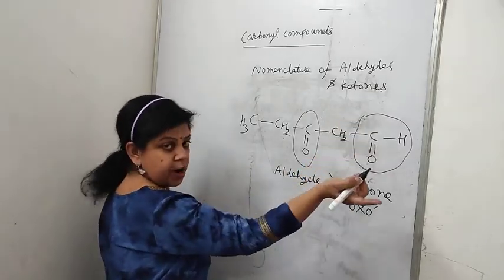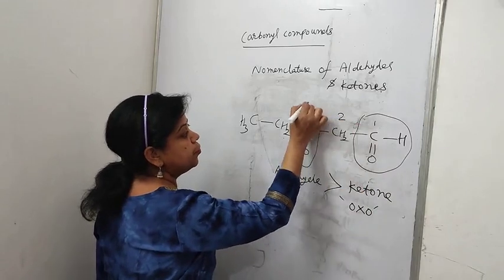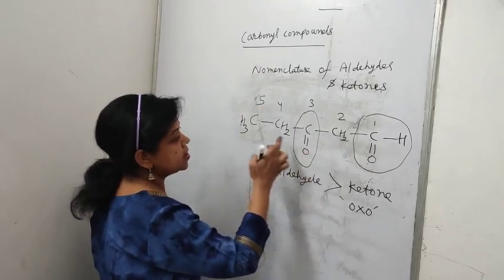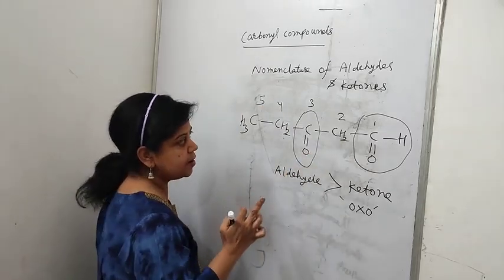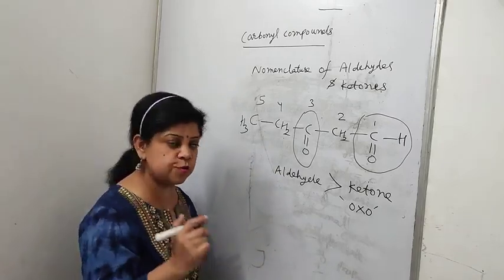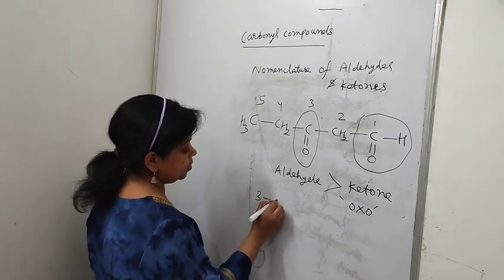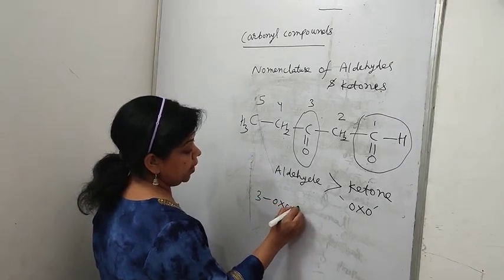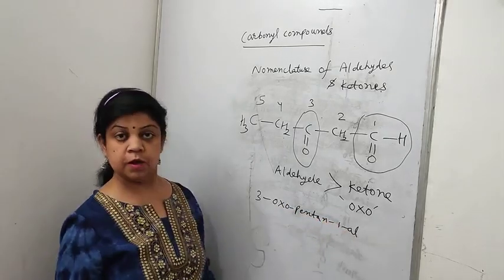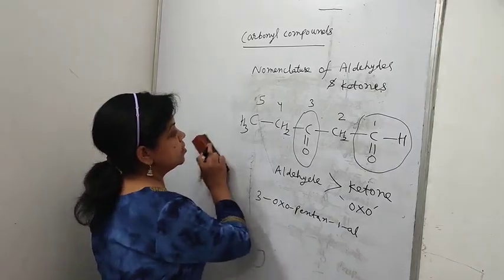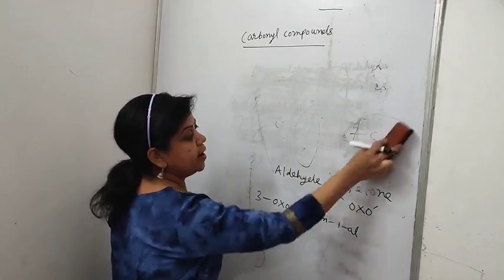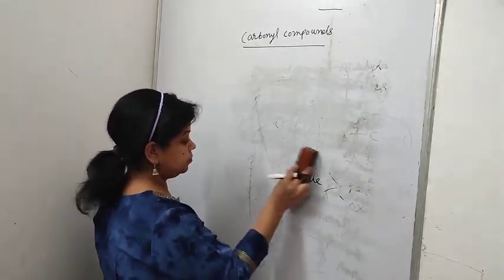So let's start the naming of this compound. 1, 2, 3, 4, 5. So the name of this compound is pentanal. But which pentanal? On third position there is the substituent oxo. So the name of this compound is 3-oxopentan-1-al. Now I think it is clear, students. So this is the nomenclature of aldehydes and ketones.